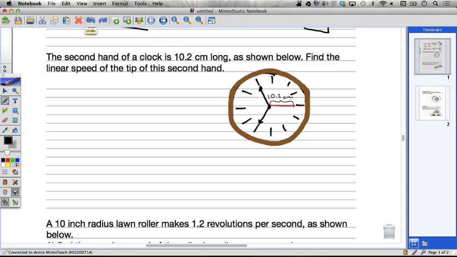When you have, in this case, centimeters, how did you know it was seconds? It's a second hand. So let's just write out what we have. Linear velocity we're going to represent with a V. That would be R times theta divided by time. Okay? You look in here, you have this. What's theta? And what's time?